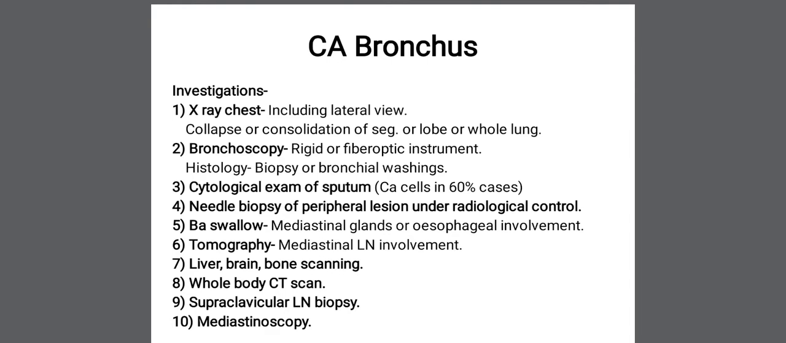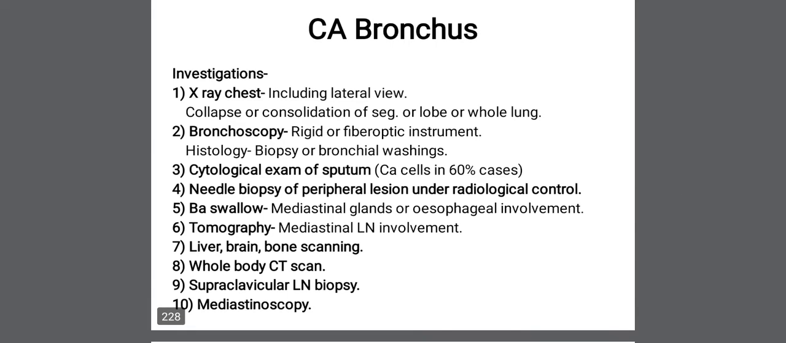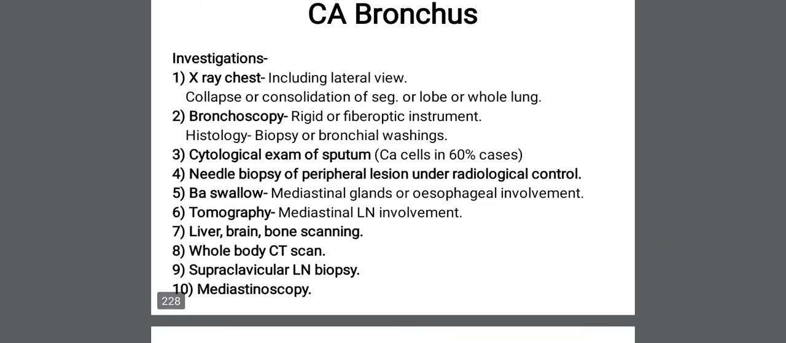The X-ray chest will show collapse or consolidation of segment or lobe or whole lung. Then next investigation is bronchoscopy. It is done through a rigid or fiber optic instrument, and it is to obtain histology by biopsy or bronchial washings. And bronchoscopy is also done to assess operability.